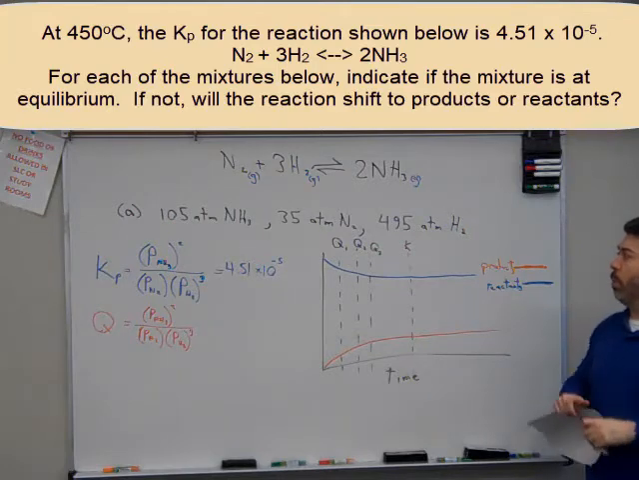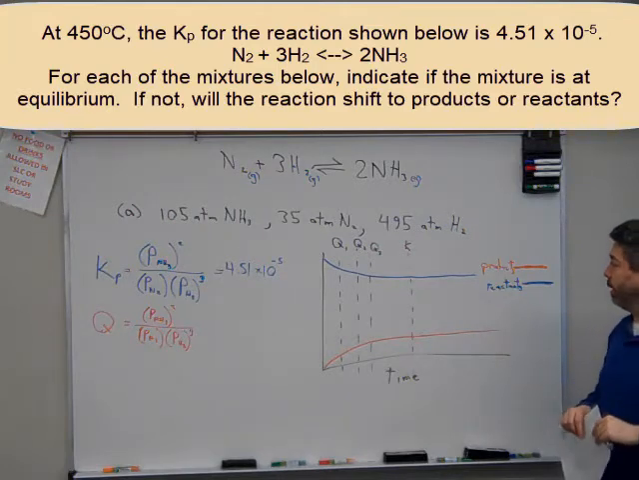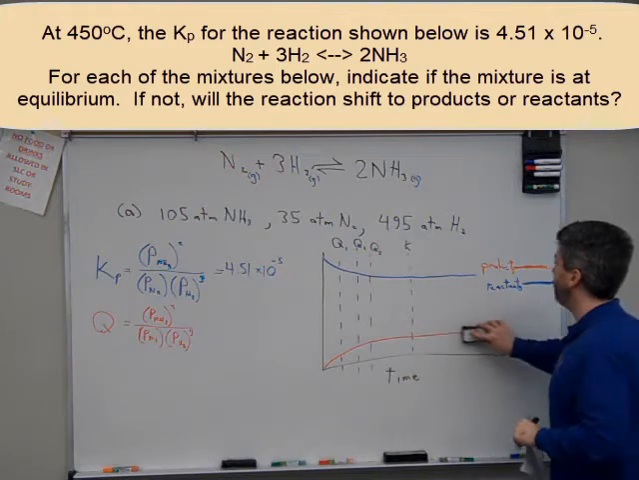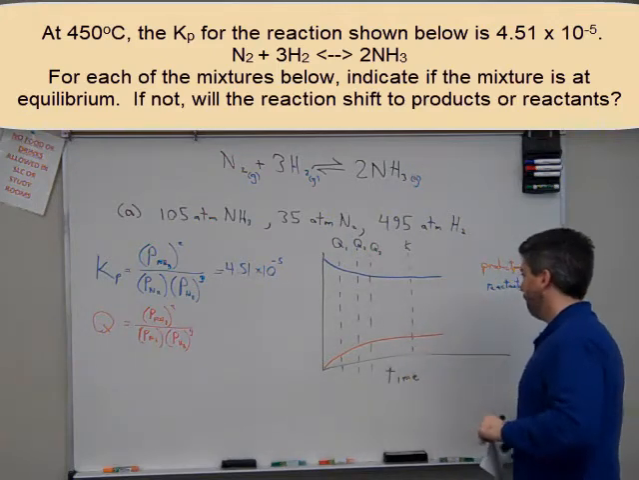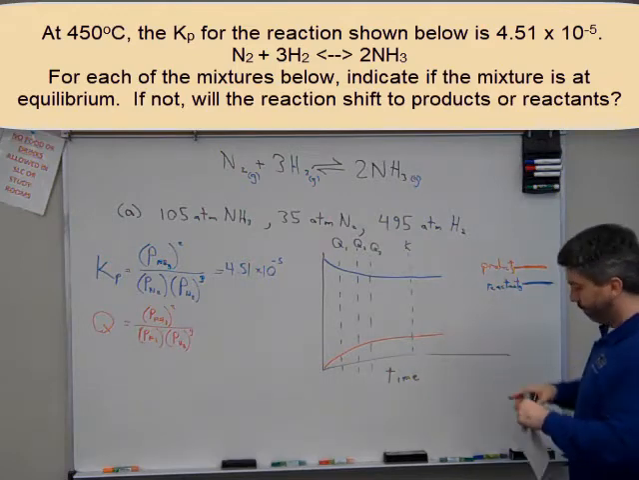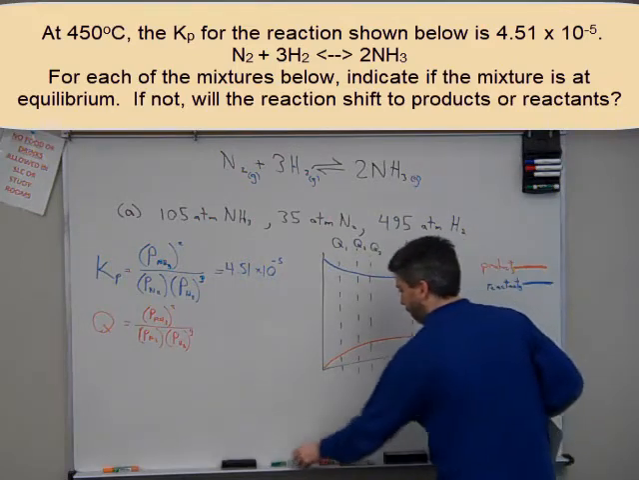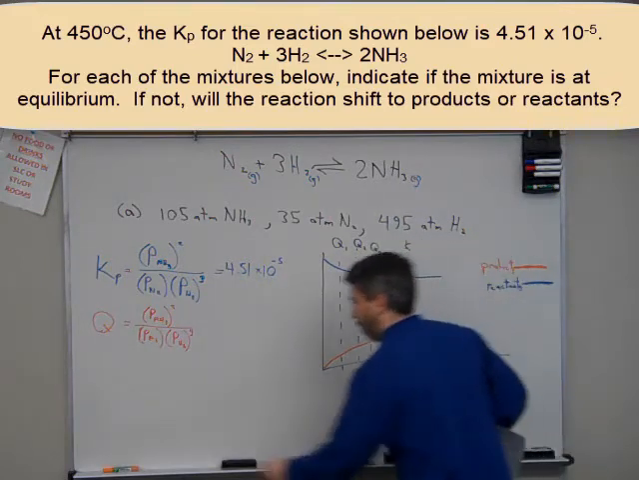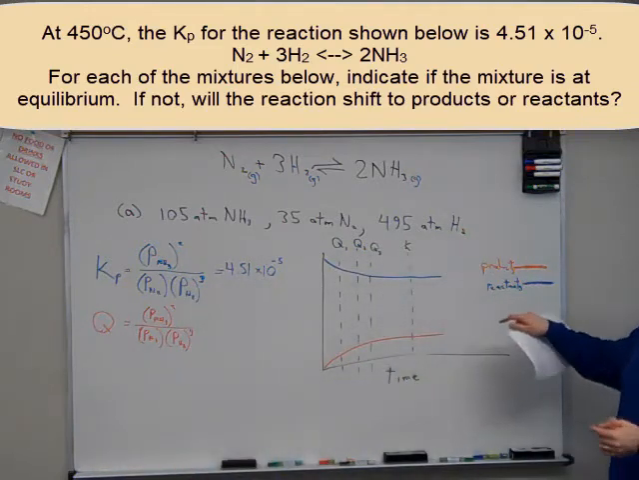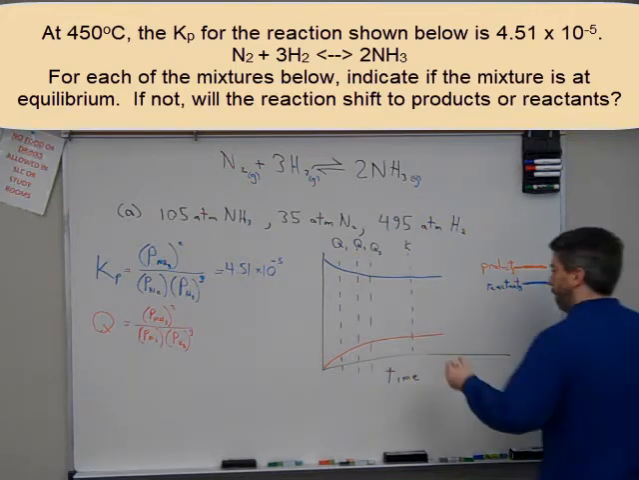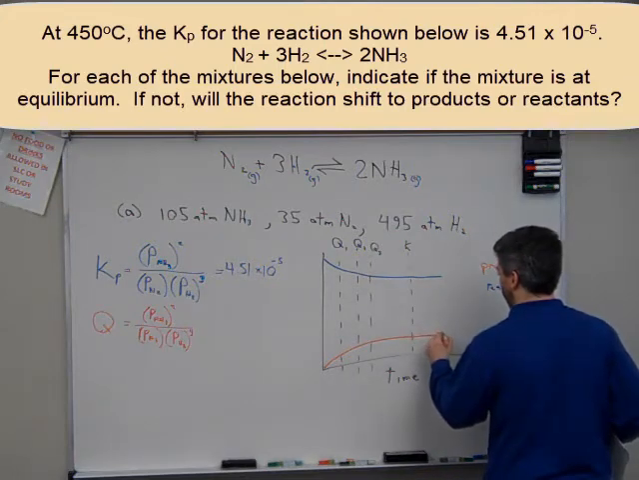Also, you can have a disturbance later on. Let's say at this point I pull out the products. Let's say I have a way of pulling out the products and getting them into solution. So all of a sudden the product amount drops here.